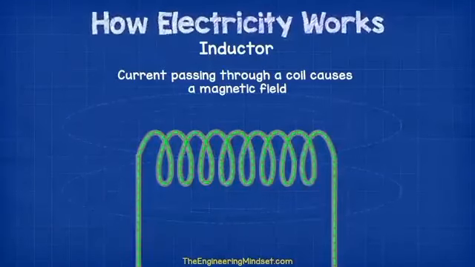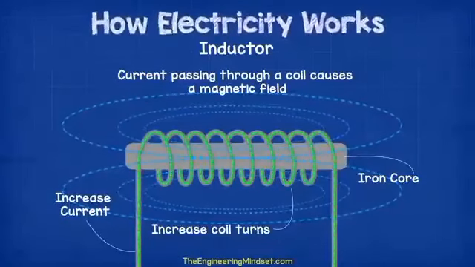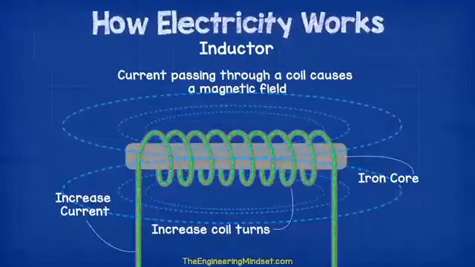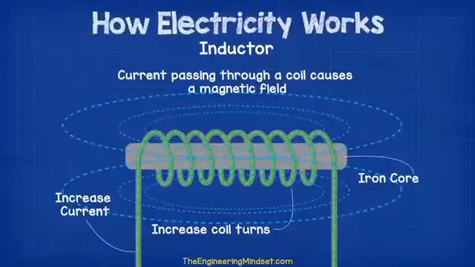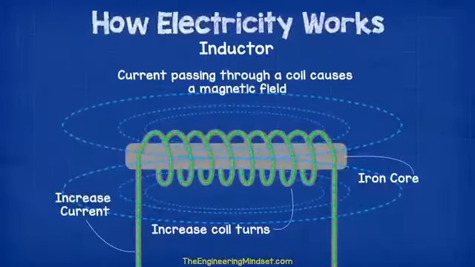We can increase the strength of the magnetic field simply by wrapping the coils around an iron core. We can also increase the number of turns within the coils, and also we can increase the amount of current passing through the circuit. Now this is how electromagnets work, and it's also the basis of how induction motors work.